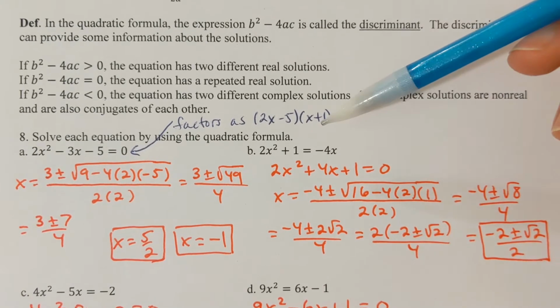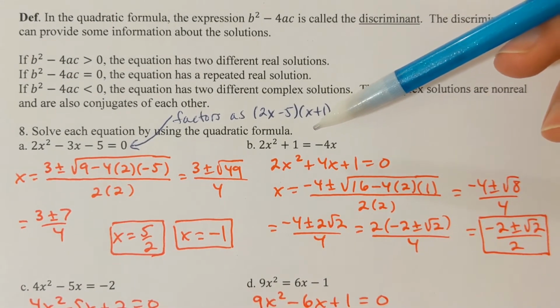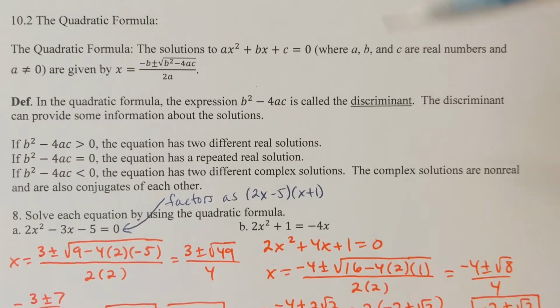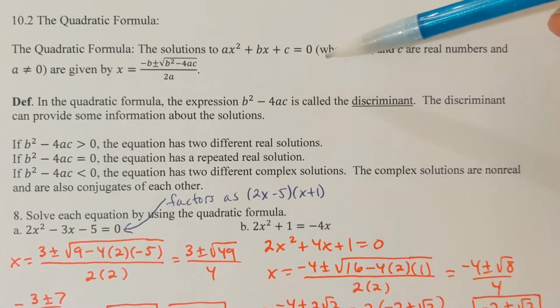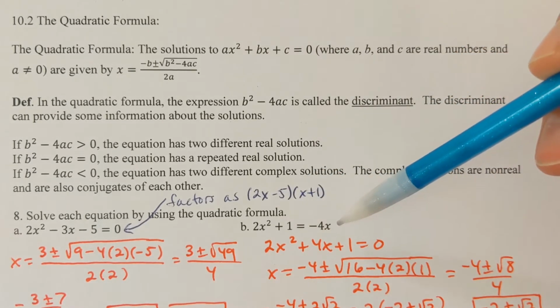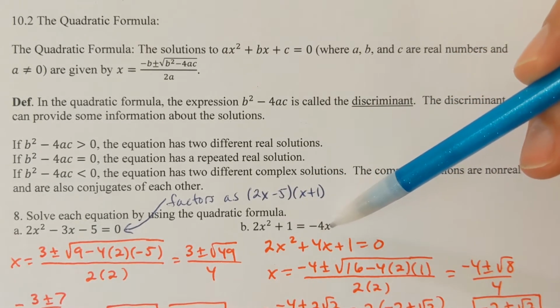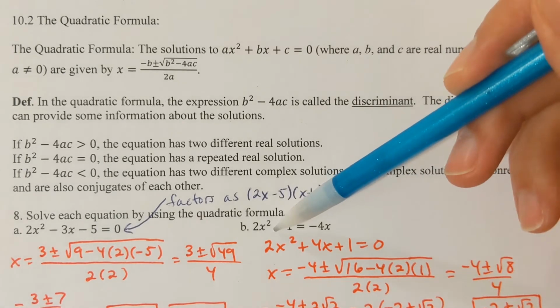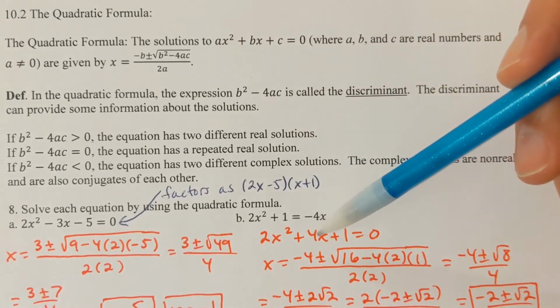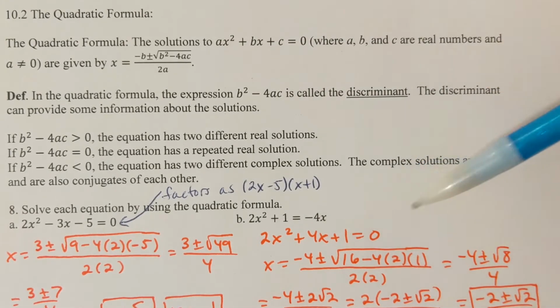Okay, let's try part B. Solve 2x squared plus 1 equals negative 4x. Okay, now before you identify what A, B, and C are, you have to first make sure that you're in this form, ax squared plus bx plus c equals 0. Now, I'm not in that form. So I want to make sure that I add 4x to both sides. Then I can say, okay, A is 2, B is 4, C is 1.